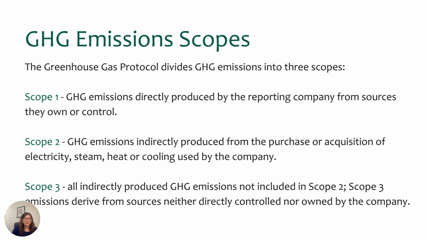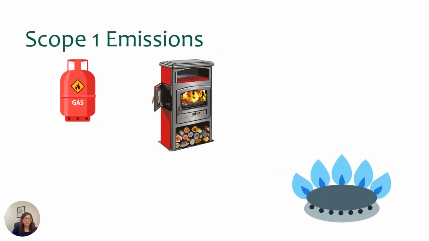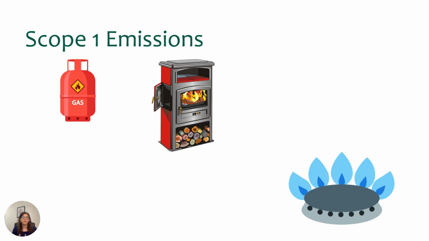We're going to take a deep dive and look at different examples of each type of scope now. Starting off with Scope 1. Most common sources of Scope 1 emissions are stationary combustion. So that's anything that your business burns within your office or your manufacturing facility. So that could be natural gas in a cooker, it could be propane in a barbecue, or I've even worked with some businesses that have wood-fired pizza ovens.